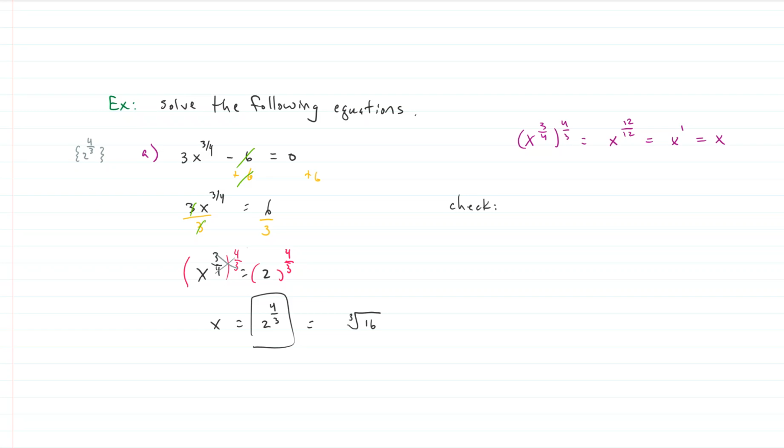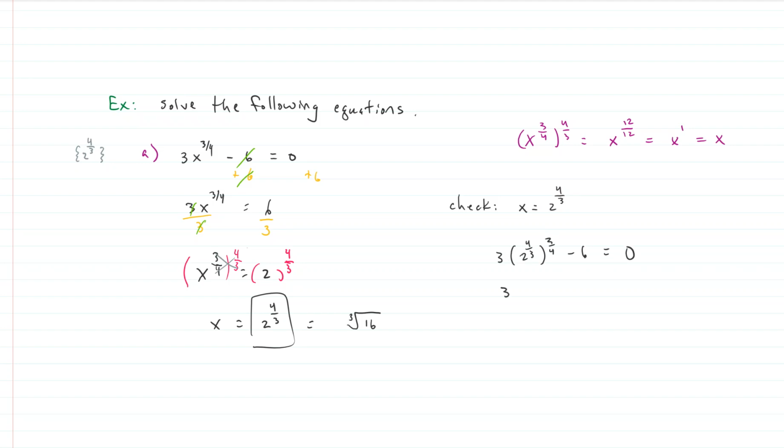The original is, so we're checking first, x equals 2 to the 4/3. And the original was 3, and then we have x. Instead of having x, we're going to write 2 to the 4/3. And that is raised to the 3/4 minus 6 equals 0.